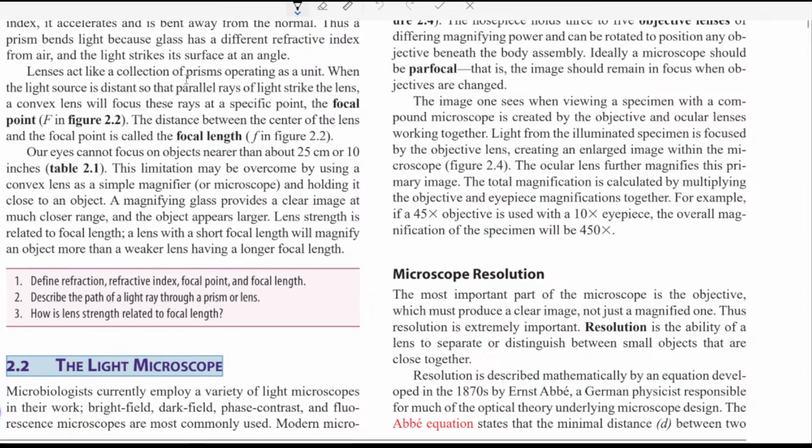Lenses act like a collection of prisms operating as a unit. So they are saying that lenses act as prisms, but a lens is a collection. There isn't just one lens in the microscope. There are multiple, and they all act together to work as a unit. When the light source is distant so that parallel rays of light strike the lens, a convex lens will focus these rays at a specific point, the focal point. They are saying when the light source is distant, there is quite a gap between the lens and the light, so that parallel rays of light strike the lens.